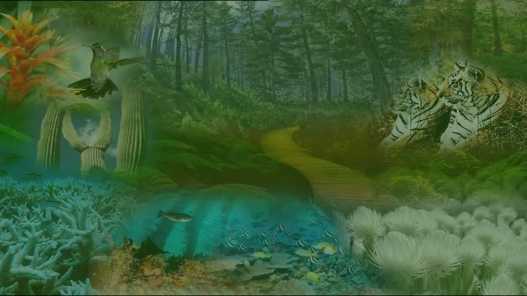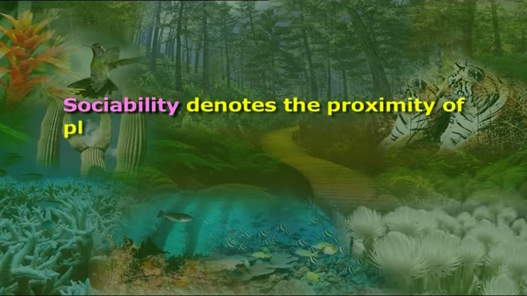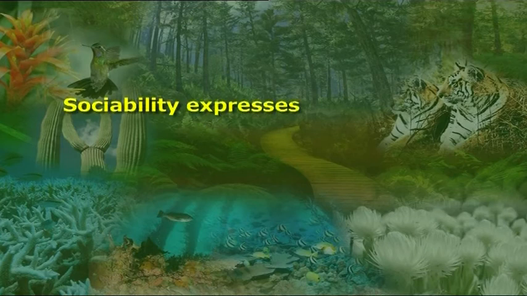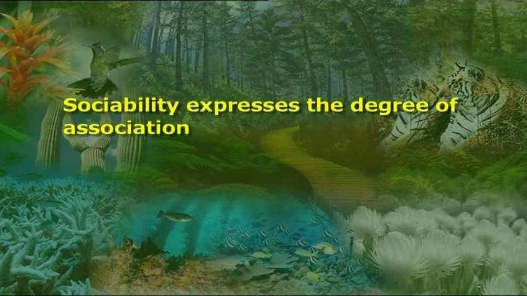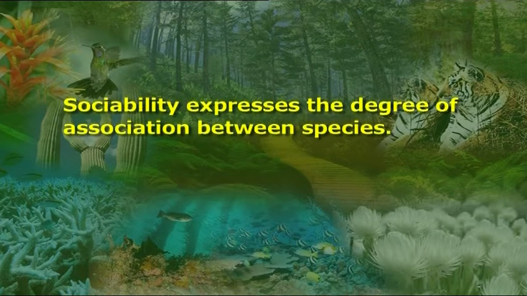Sociability. It denotes the proximity of plants to one another. Species with the same density may differ in sociability values. Thus, sociability expresses the degree of association between species.